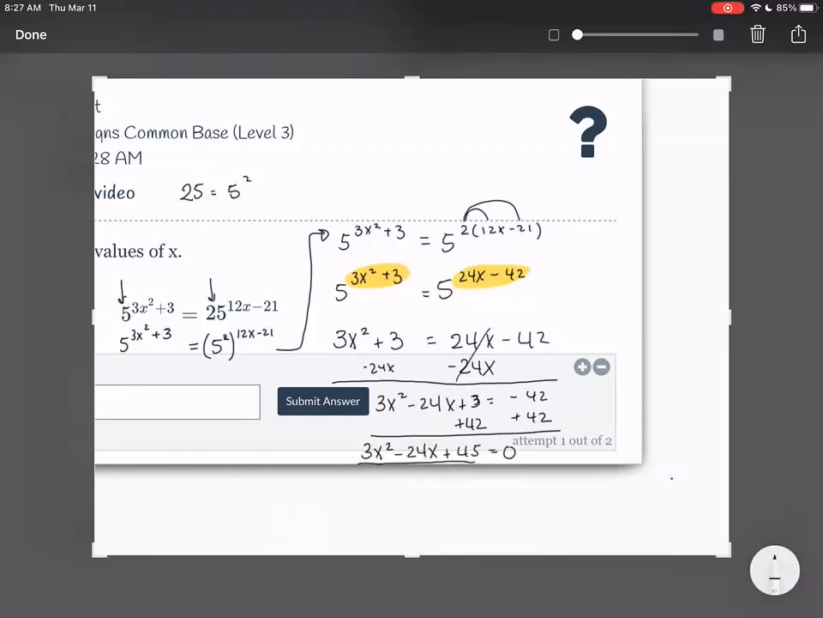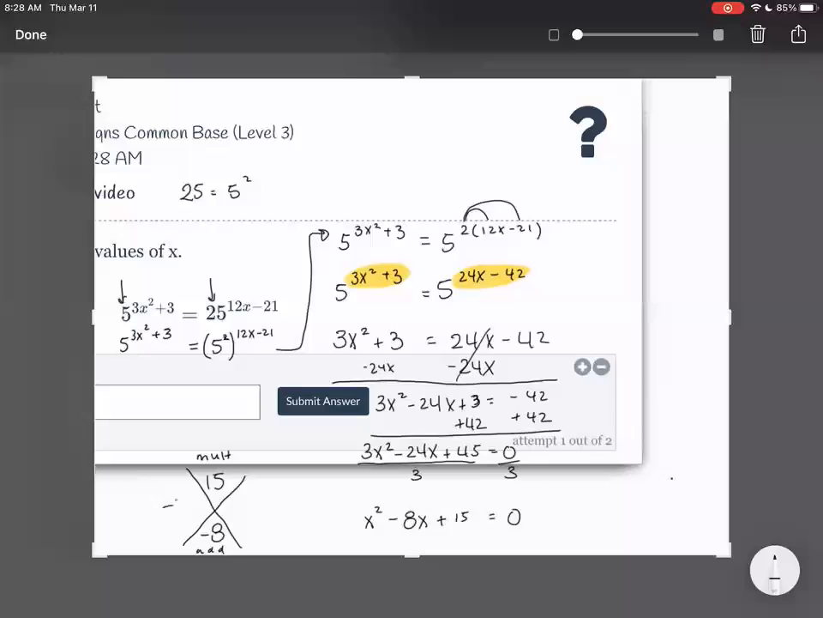Divide it by 3. Divide it by 3. And this will give us 3x squared divided by 3 gives you just x squared. Negative 24x divided by 3 will give you minus 8x. 45 divided by 3 will give you 15. And 0 divided by 3 will just give you 0. So let's draw the x factor thing here. You want them to multiply to 15. And you want them to add to -8. And I'm going to pause the video here so you guys get a chance to make your guesses.